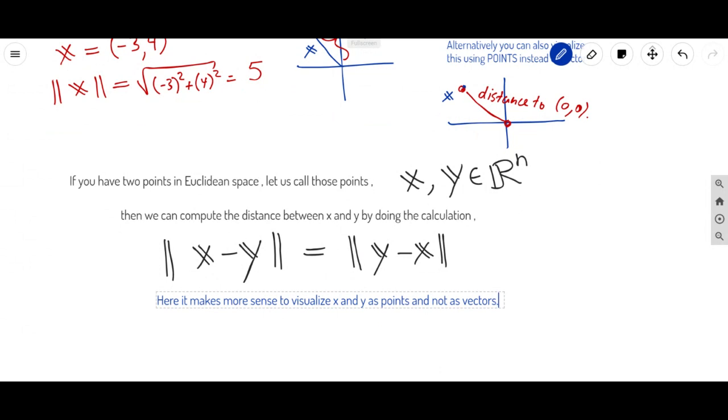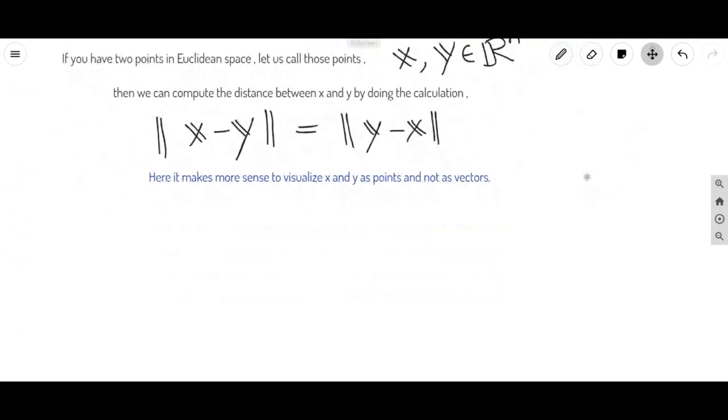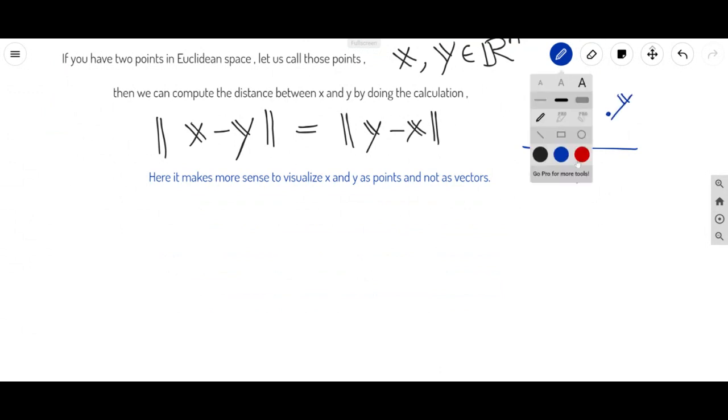So earlier in today's lecture, I said that sometimes you want to think of them as points, and sometimes you want to think of them as vectors. Here's a situation where you want to think of x and y as points. If you think of them as vectors, then this quantity starts to make less sense. If this is x and this is y, then you are calculating the distance between x and y, determined by x minus y.